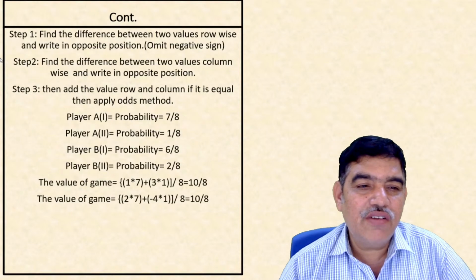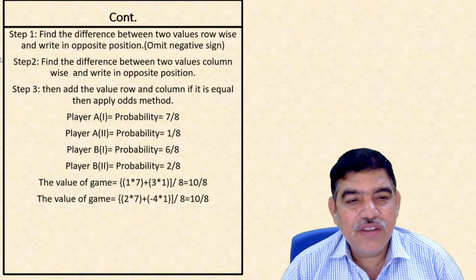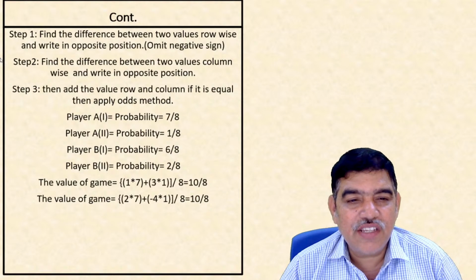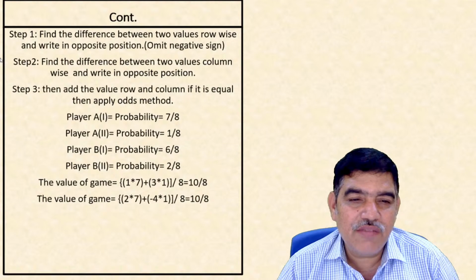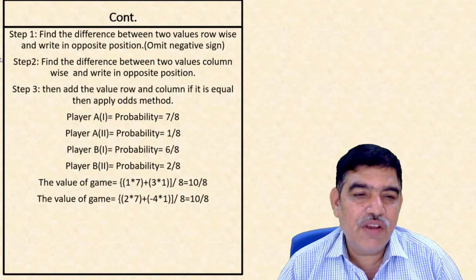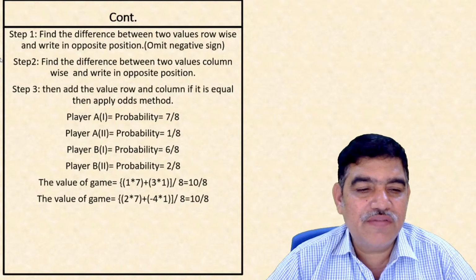In this way, I am writing here. For player A, the probability is 7 by 8. For player A, second strategy, the probability is equal to 1 by 8. For player B, for first strategy, the probability is equal to 6 by 8. Player B, second strategy, probability equal to 2 by 8.